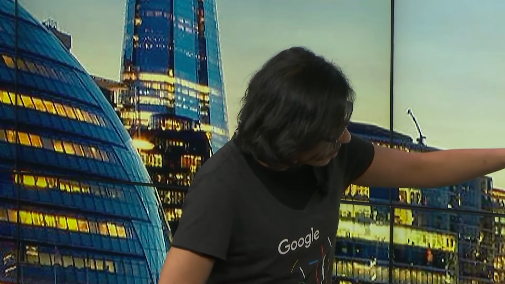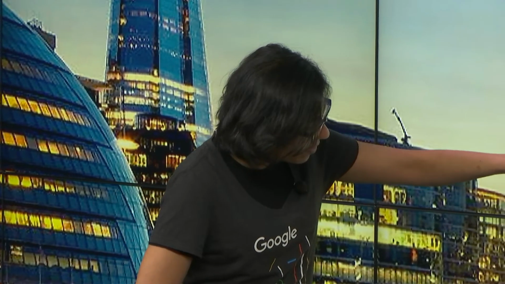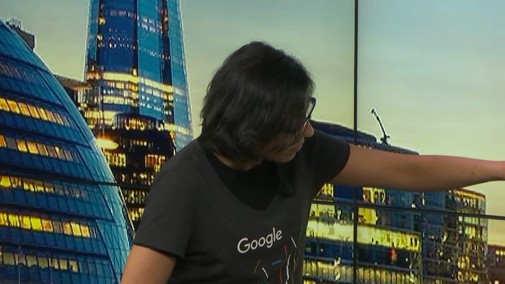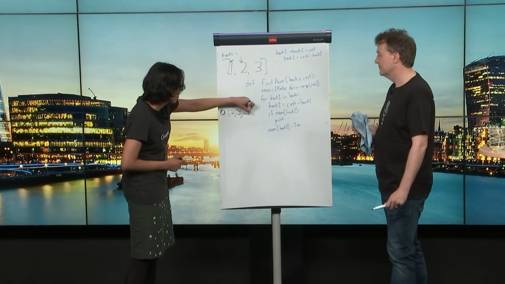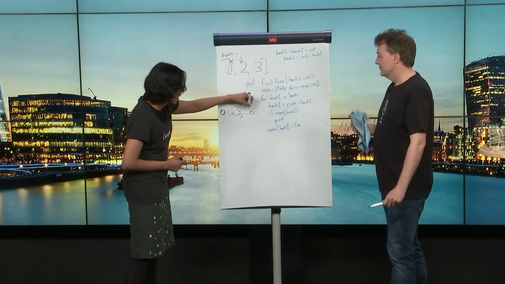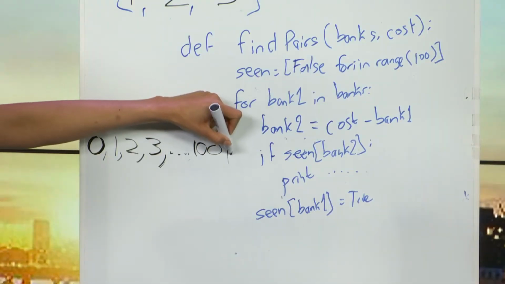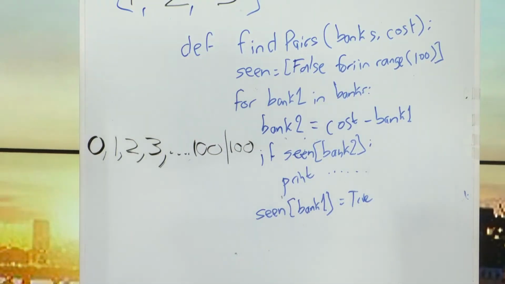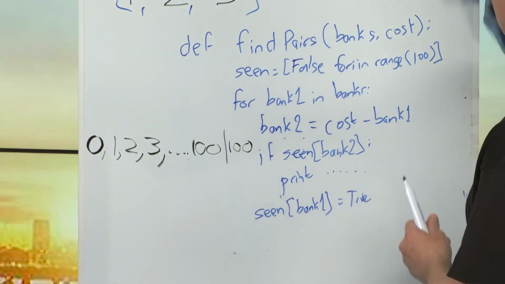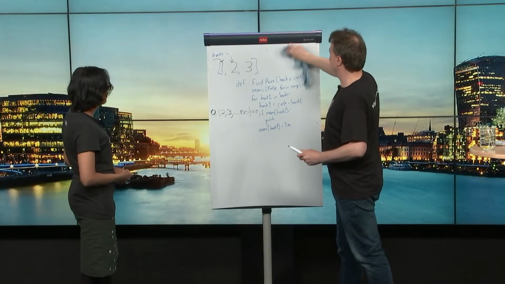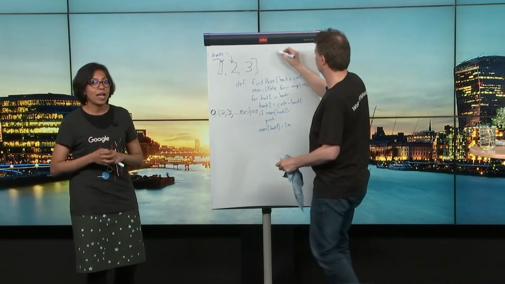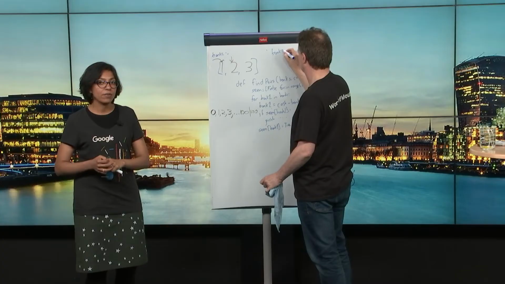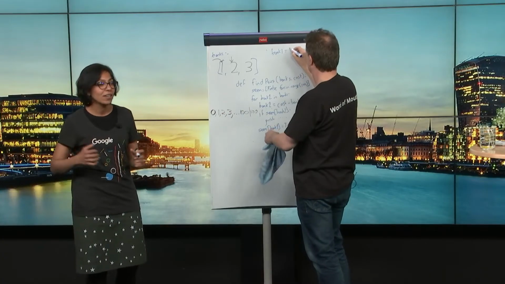Okay, let's work through a test case here. What if you have these piggy banks with amounts 0, 1, 2, 3, all the way to 100, and your Lego set costs 100 Google dollars? Fine, let's just do that. It's always good to test the code. Yes, absolutely. In general, it's good to have test cases that cover a corner case.